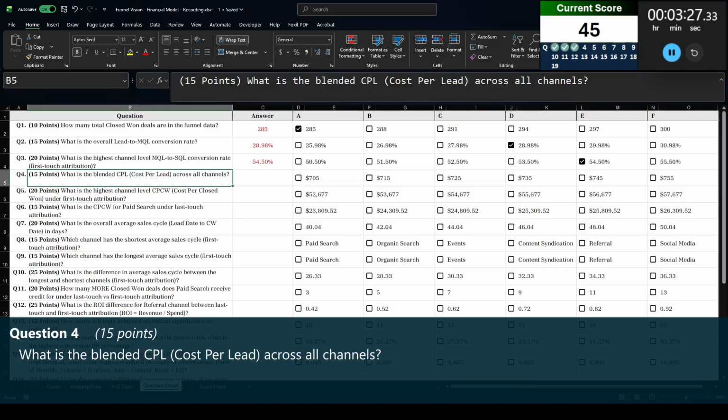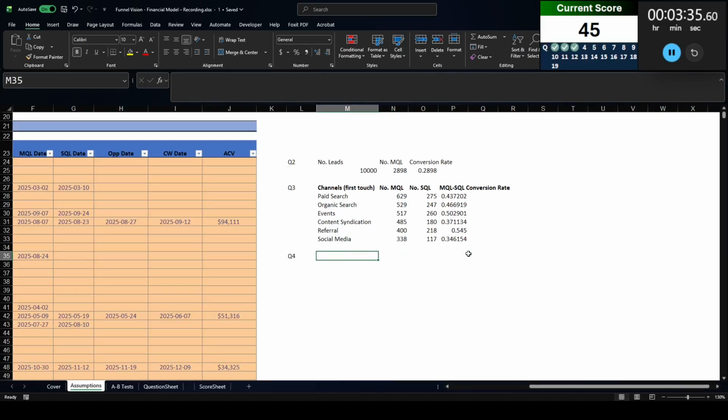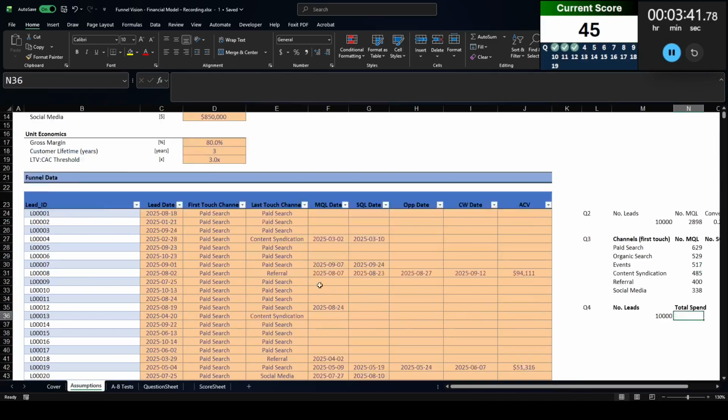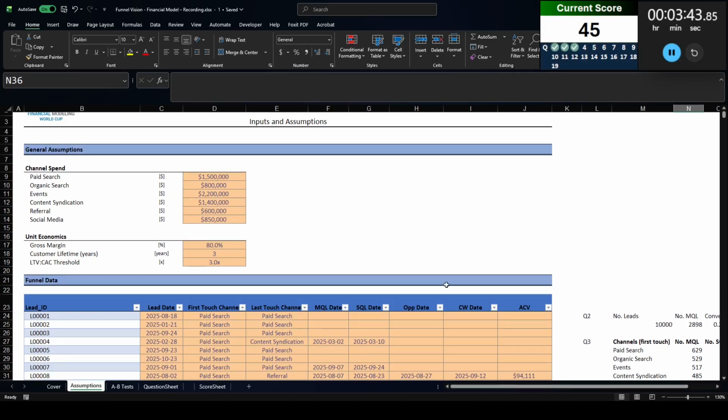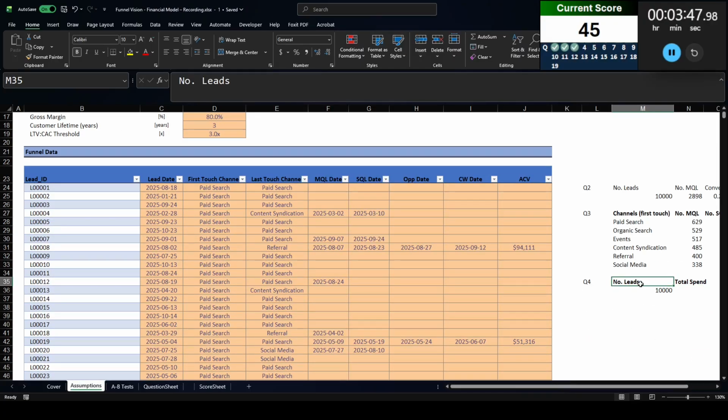Question 4. What is the blended cost per lead across all channels? Well, this should be pretty straightforward. How many leads do we get? How much cost do we spend, right? So let's do question 4. The number of leads is what we've already calculated before, so let's just bring that in. Total spend: well, up here we have how much spend we have per channel, right? And just to be safe, let me put all the channels out here.